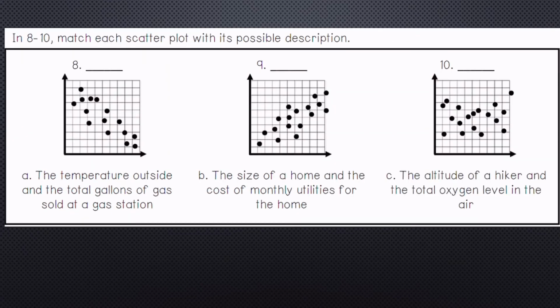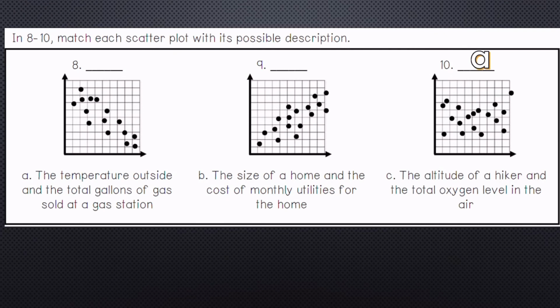Okay, so here we are with matching. What we want to do is match the situation to the points. So the way I do this is first determine, is a situation a positive, a negative, or no correlation? So the temperature outside and the total gallons of gas at a gas station. That's not going to have any relationship to each other. So it's just going to kind of be all over the place. So if you look at your graphs, that would be 10, okay?